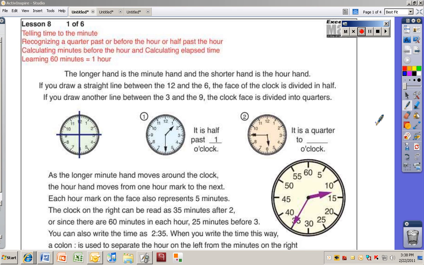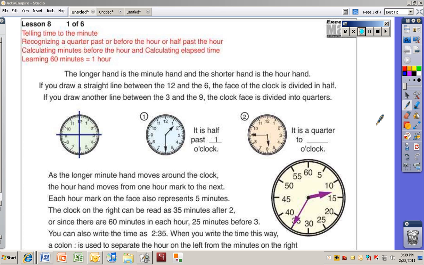Fifth grade Excel, lesson 8: telling time to the minute, recognizing a quarter past or before the hour or half past the hour, calculating minutes before the hour and calculating elapsed time, and learning 60 minutes equals 1 hour. Now part of this is pretty easy and part of it's going to be probably pretty challenging for you, so really pay attention and perhaps watch some of the trickier parts more than once.